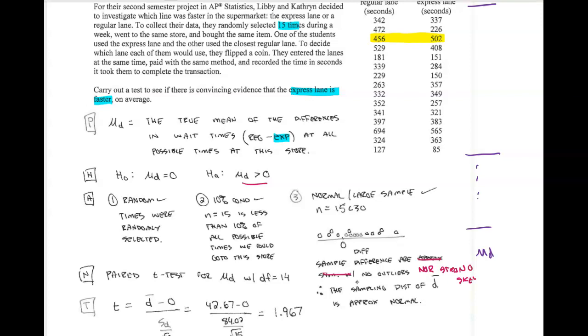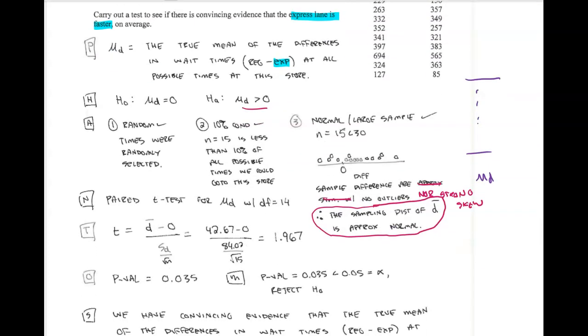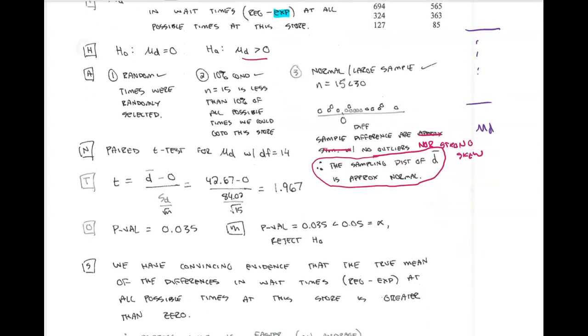I like saying there's no strong skew better than saying it's approximately symmetric, because approximately symmetric is kind of a tough pill to swallow. I don't need symmetry. I just want to make sure there's no strong outliers or strong skewness. So therefore, the sampling distribution of D bar is approximately normal. Again, I keep saying it, but let's just write it so we don't lose points on the test. And now we're going to actually run the test.